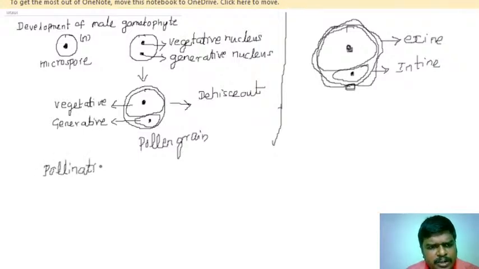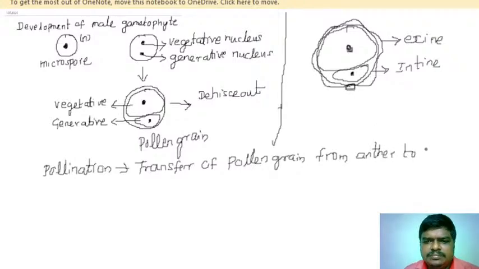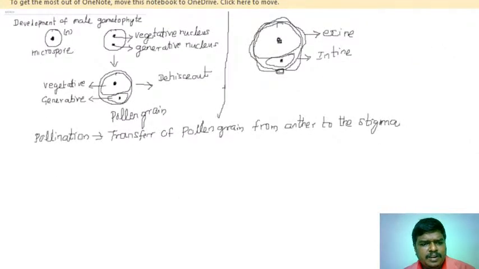What is pollination? Transfer of pollen grains from anther to the stigma is known as pollination. So, transfer of pollen grains from anther to the stigma.